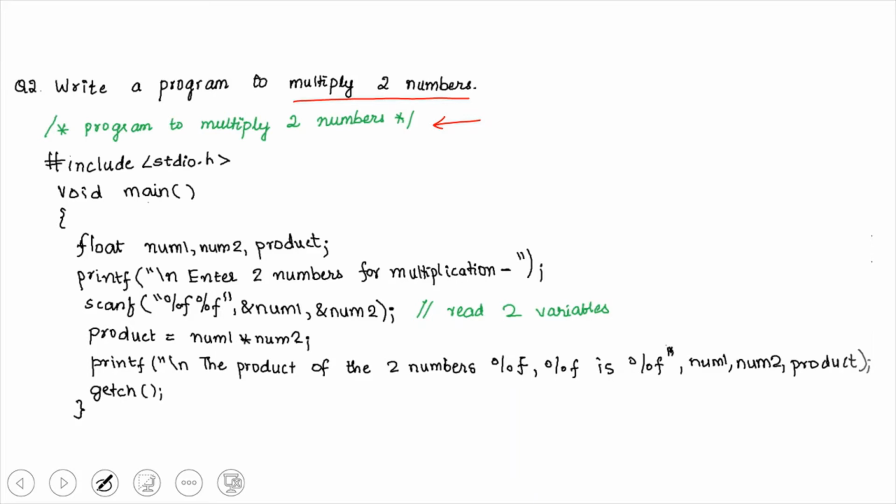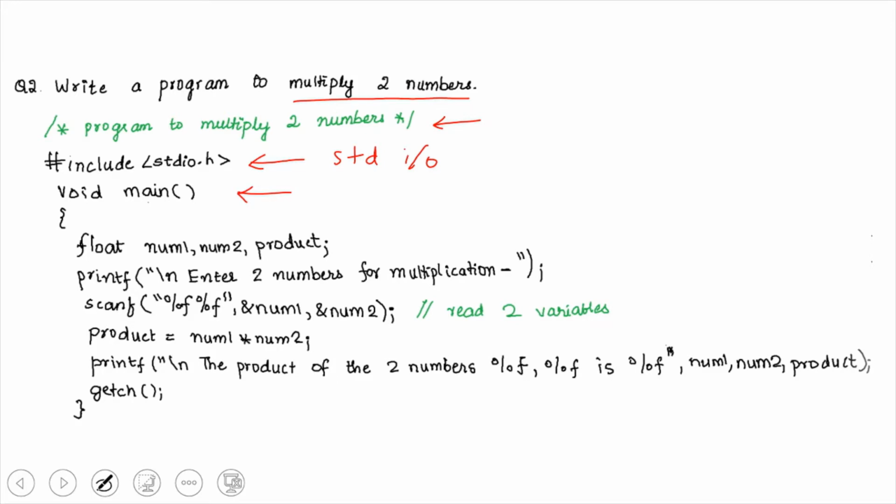Next is you have to include the header file. All the standard input-output functions like printf and scanf are included under this. So #include <stdio.h>, which stands for standard input-output functions, which we have already studied in the previous video. Next is void main. All the programs will have a main function in which you will write your program.